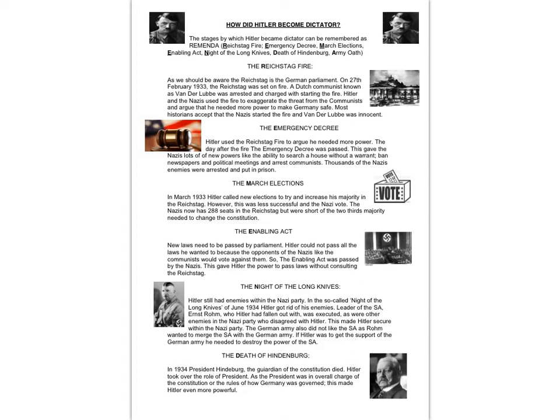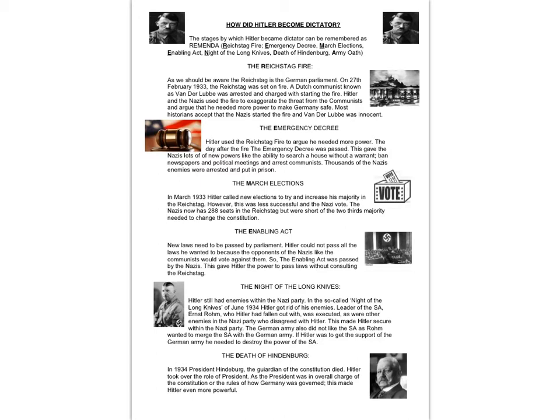Thousands of the Nazi enemies were arrested and put in prison. The March elections. In March 1933, Hitler called new elections to try and increase his majority in the Reichstag. However, this was less successful, and the Nazi vote actually didn't reach a majority. The Nazis now had 288 seats in the Reichstag, but were short of the two-thirds majority needed to change the constitution.